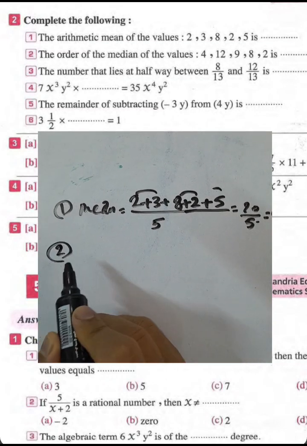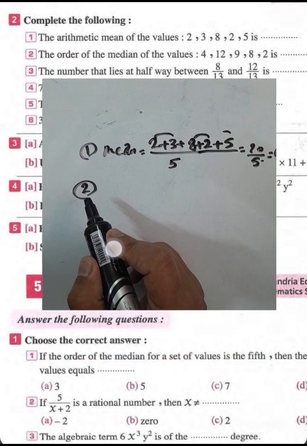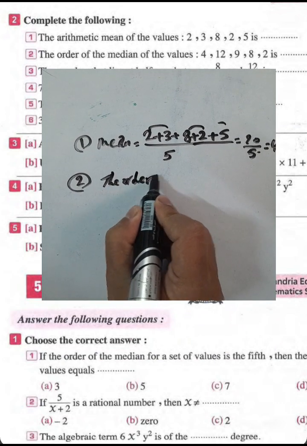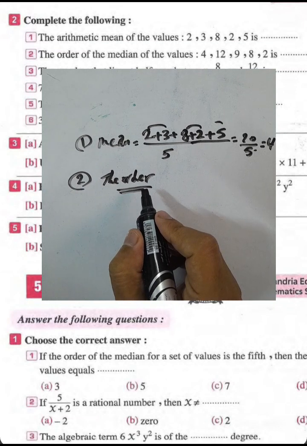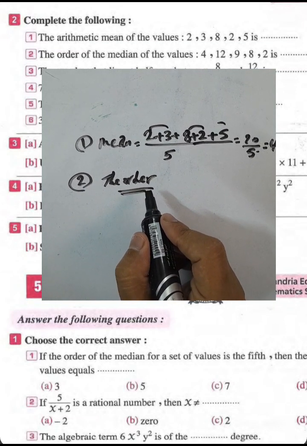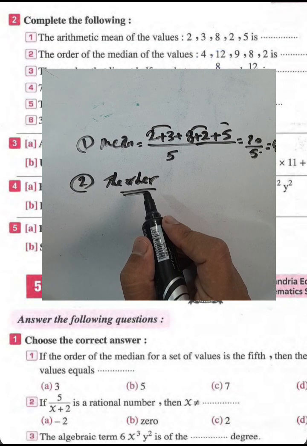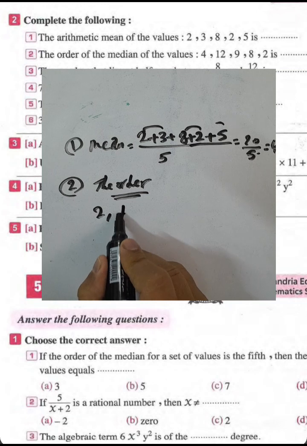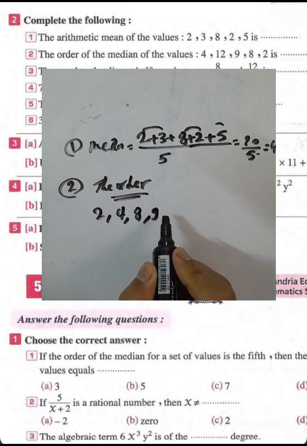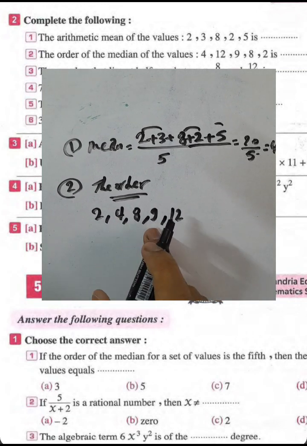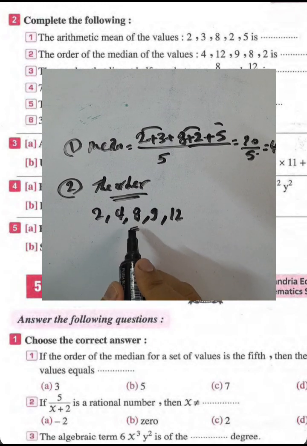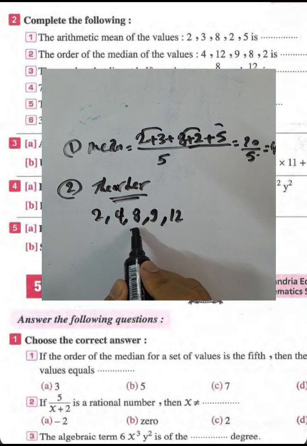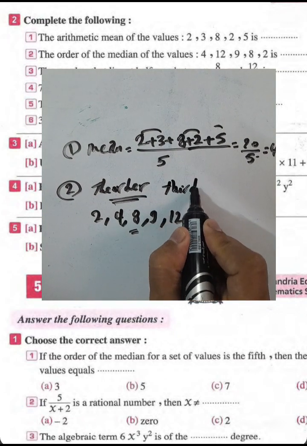Okay. Question number 2. The order of the median of the values will be what? We can find the order by counting the numbers. How many numbers here? 4, 12, 9, 8, 2. Ordered, we have 2, 4, 8, 9, 12. We have 1, 2, 3, 4, 5. Then the middle one lies in the middle. We call it the median. The order of the median will be third, but the value will be 8.